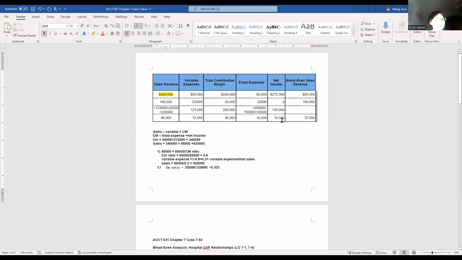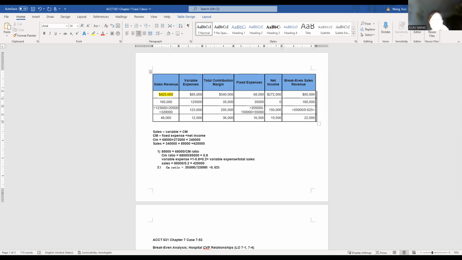And now you can plug in here, right? Use your fixed expense divided by the contribution margin ratio. So you get the break even in this case. In my case, it's 88,000. So 1, 2, 3. So step by step.